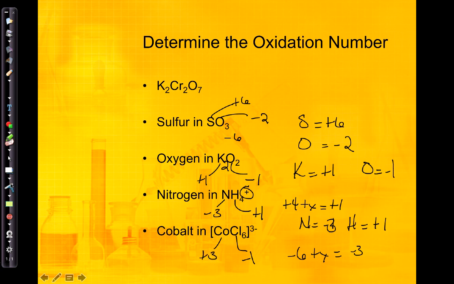Okay, so why do we care about this? When we look at a reaction and we are trying to determine if something has been oxidized or reduced, we look at the oxidation numbers. Did the oxidation number go down? It's reduced, which means you've gained electrons. Did the oxidation number go up? That means it's been oxidized, or you have lost electrons.